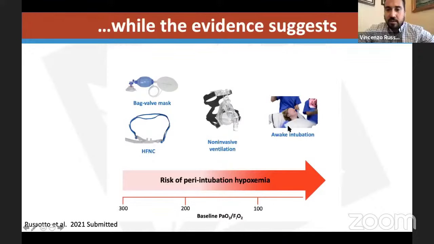And there is also an option in guidelines, in the extreme cases of really hypoxic patients, for awake intubation, which is for sure a procedure that requires a really skilled operator.